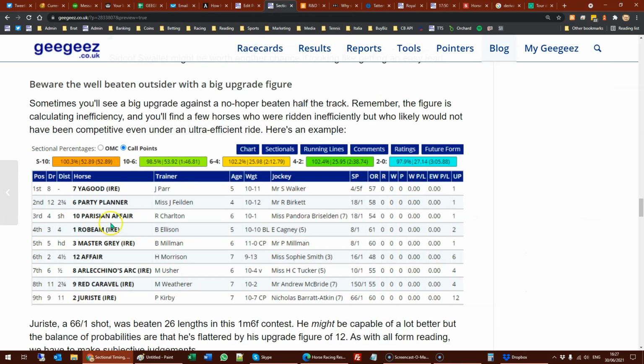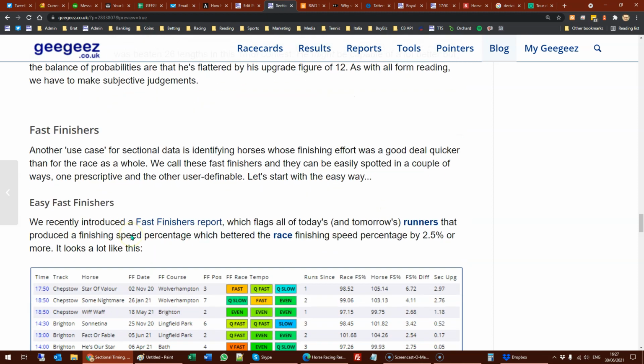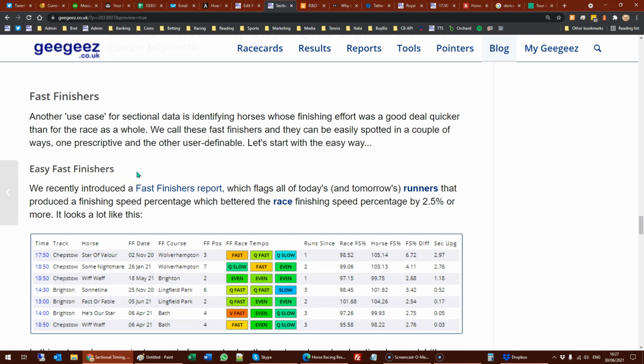The other way that we make sectional data more consumable is via something called fast finishers. Now, a fast finisher is a horse, as the name suggests, that has completed the final part of a race, the last section of a race, much more quickly than the overall race time. So if we use this image as an example, this is from yesterday's Fast Finishers report, which we produce as a daily report for gold subscribers.